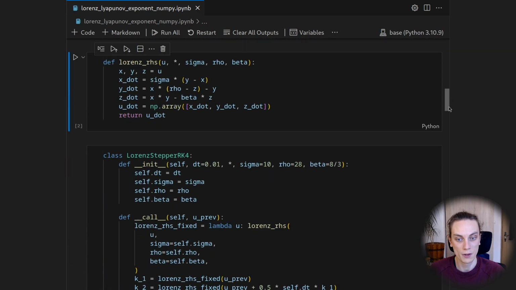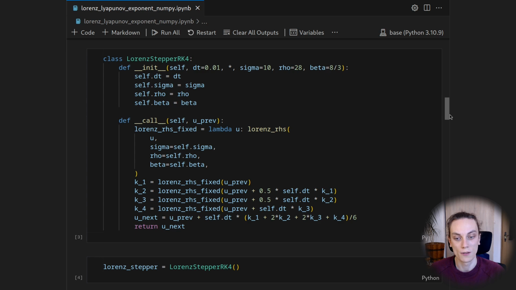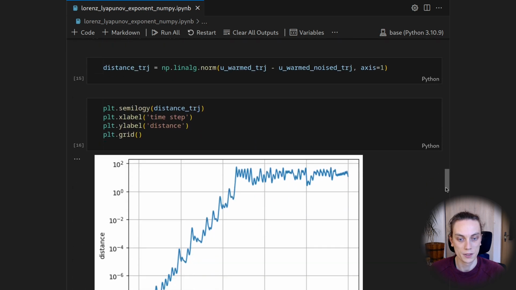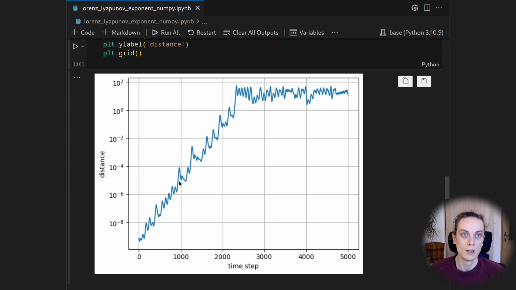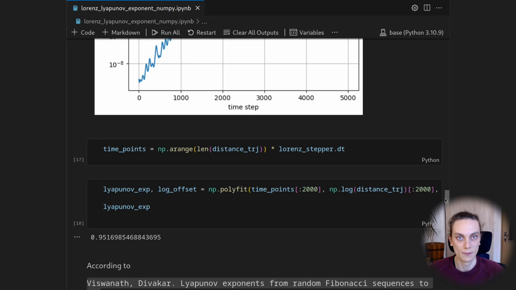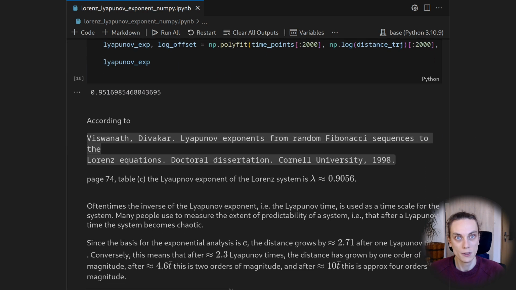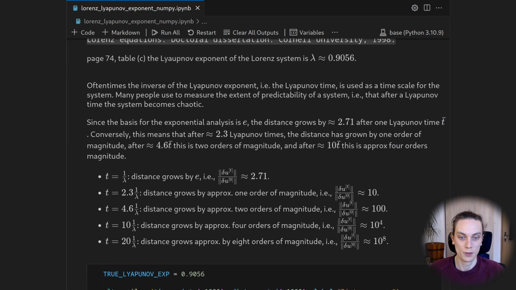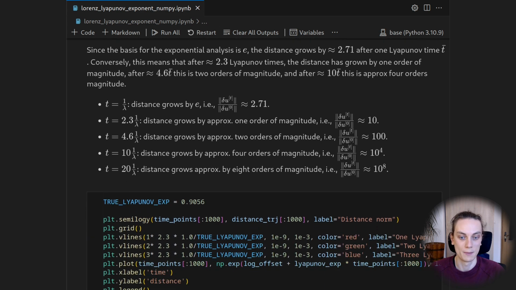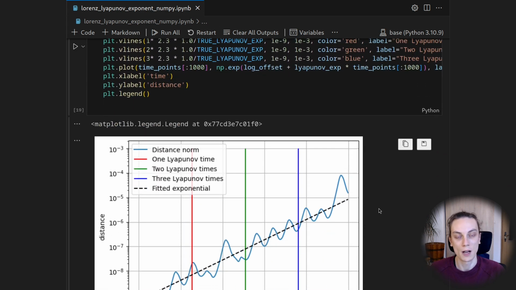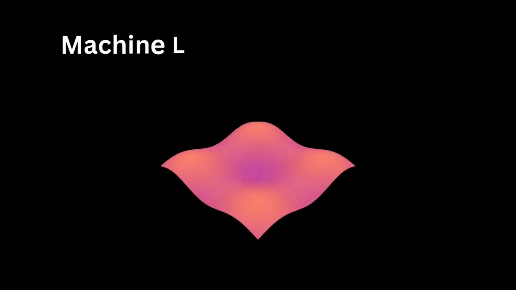Then we're going to code it up with the aforementioned RK4 simulator. We will then plot how the distance between a perturbed trajectory and the original trajectory grows exponentially over time, and how this allows us to derive the Lyapunov exponent using a simple polynomial fit. We will then compare it against a value from the literature and discuss what it means to use the Lyapunov time as a timescale for a system, and what some rules of thumb are with regards to predictability. Let's get started.